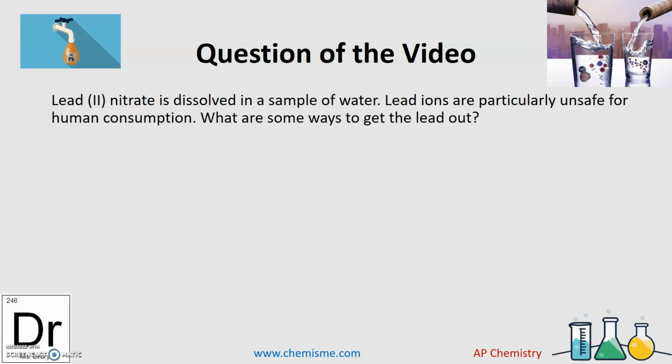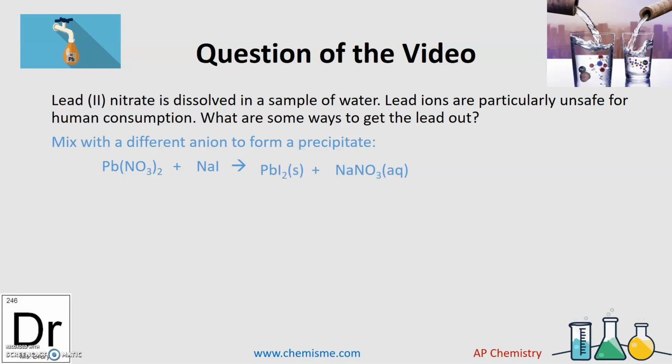What we need to do is find a way to make the lead insoluble. Right now it's soluble because it's with nitrate. So if we can add something that will make it not nitrate and switch out the nitrate, we might be okay. So mix with a different anion to form a precipitate. I chose to pick NaI because I had it on hand. And if I double replace, I get Pb with the I. Notice Pb is +2 because it was 2 nitrates here, so it's also going to have 2 iodines. And the sodium goes with the nitrate, +1 to -1.